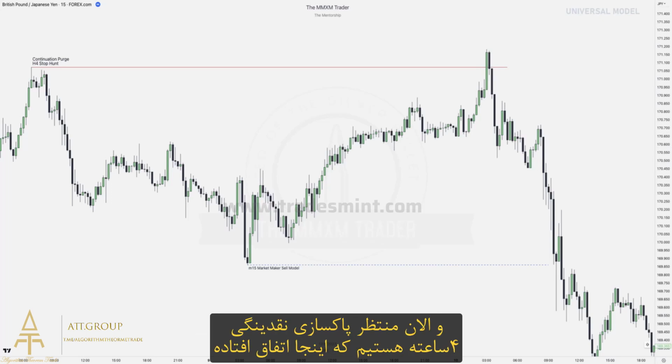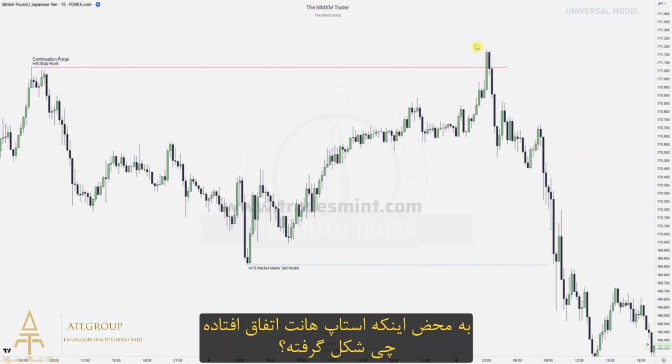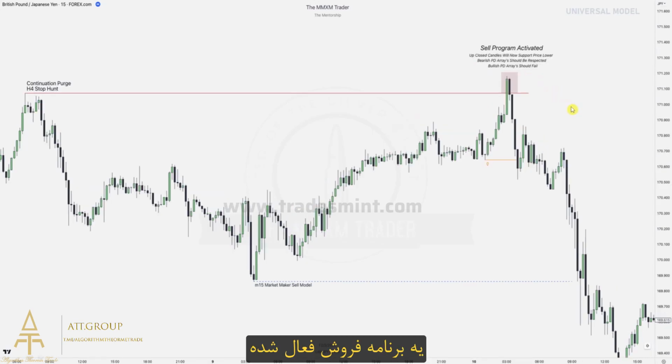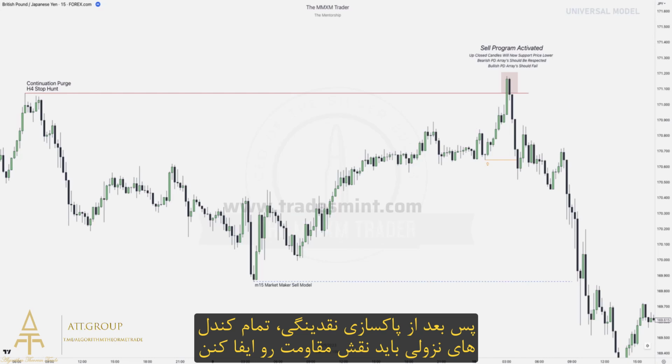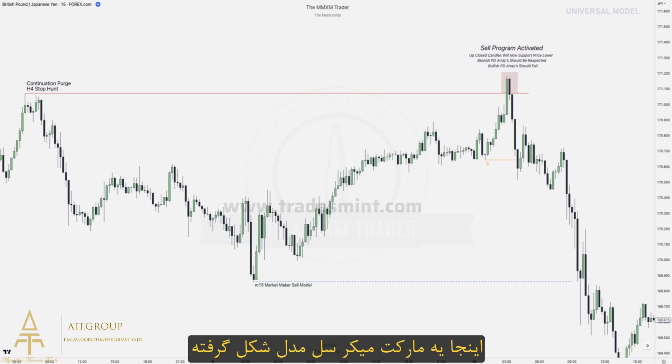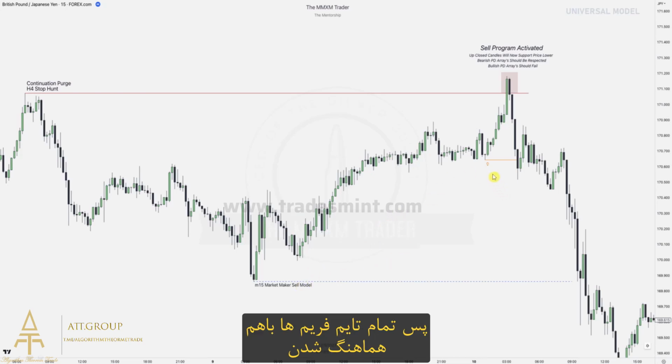And now we wait for that purge on the 4-hour, which happened over here, right? As soon as this gets stop hunted, what do we get? We get a sell program activated, right? So now after this purge on liquidity, all up close candles will now support price lower, and the bearish PD array should be respected and the bullish PD array should fail, right? So we have this market maker sell model formed over here. So all time frames are aligned.